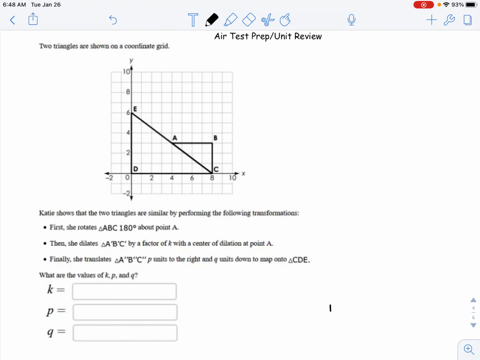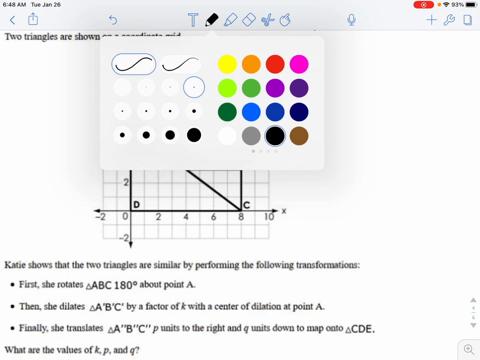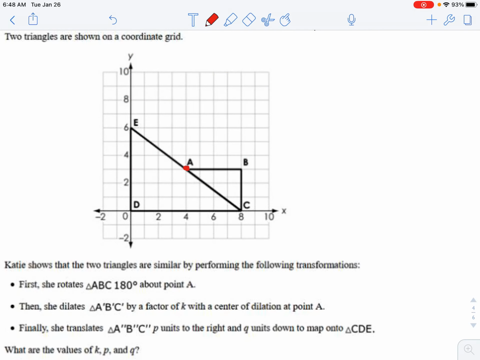Katie shows that the two triangles are similar by performing the following transformations. So first she rotates triangle ABC 180 degrees around point A. So remember, when it's 180 degrees, things are just going to be on the exact opposite side. Since we're rotating around A, A is going to stay right where it is. B, 180 degrees, I'm going to erase that purple thing here in a little bit, but B would just be right there. It was 4 to the right of A, so now it's going to be 4 to the left.